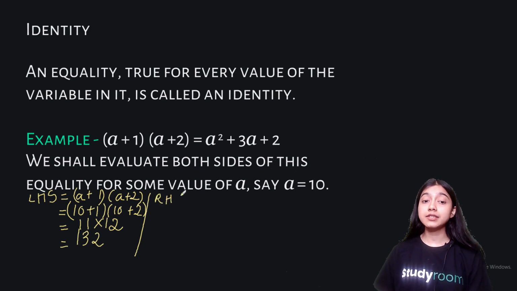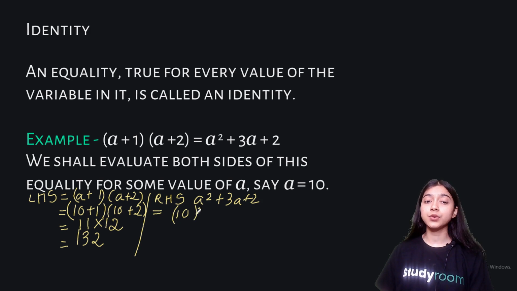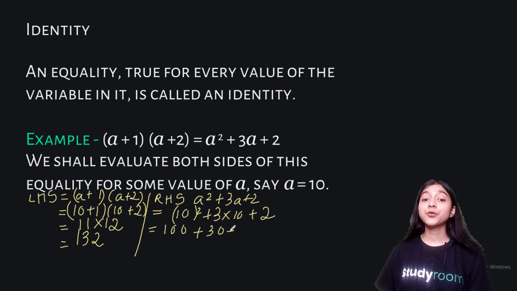Now, let us check by putting the same value of a on the right hand side. So, on the right hand side, when I put the value of a is equal to 10, what will I get? Let's check it. a square plus 3a plus 2 is the expression on the right hand side. When I put 10 in place of a, I get 10 square plus 3 multiplied with 10 and then I'll add 2. Now, 10 square gives us 100 and 10 multiplied with 3 gives us 30 and over here we have plus 2. So 100 plus 30 plus 2 gives us 132.